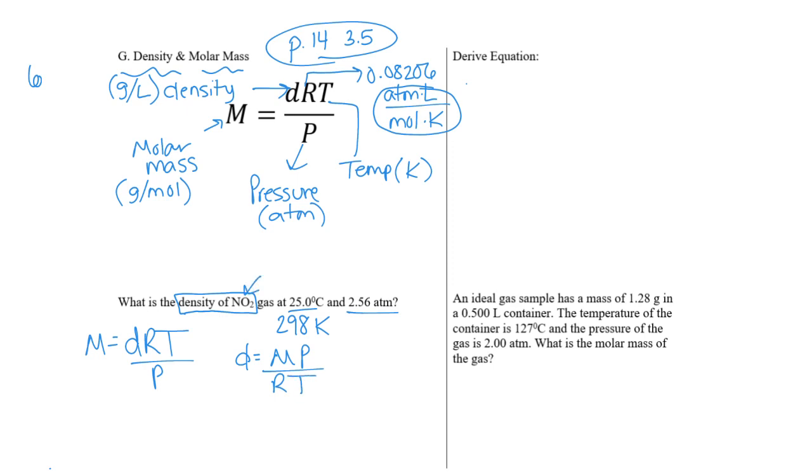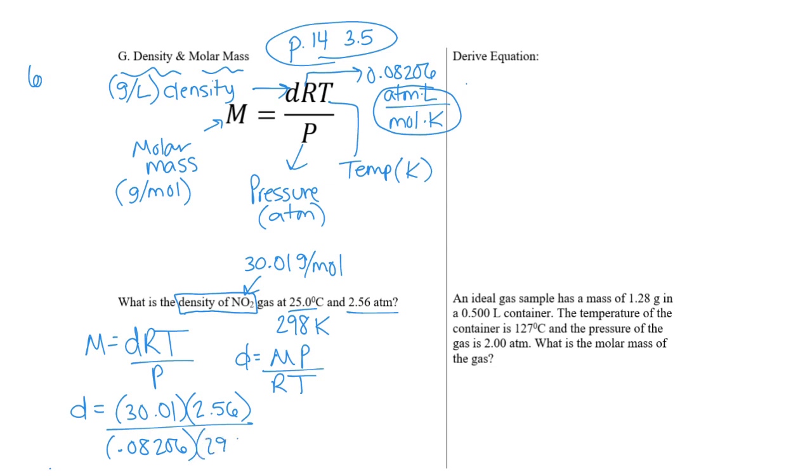Since they gave us the formula of the gas, we can figure out what the molar mass is. We can just add nitrogen and oxygen together, and we get 30.01 grams per mole. So we can then go ahead and plug that in to calculate density. 30.01 for my mass, my pressure is 2.56, R, my constant, 0.08206, and then 298 Kelvin. Okay, that's going to give me a density of 3.14. The main thing is just to remember that that's in grams per liter.